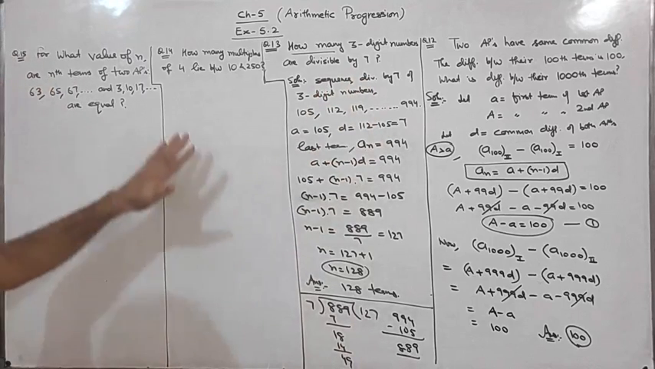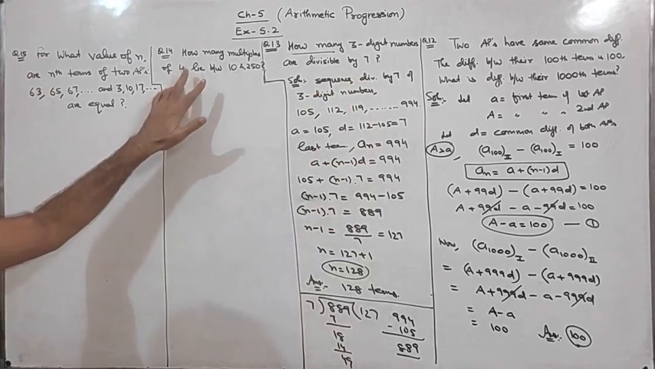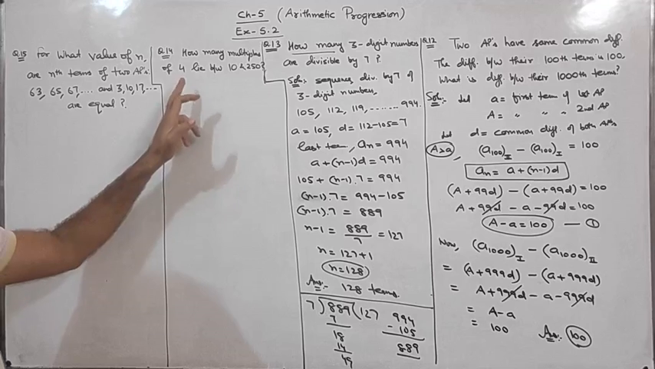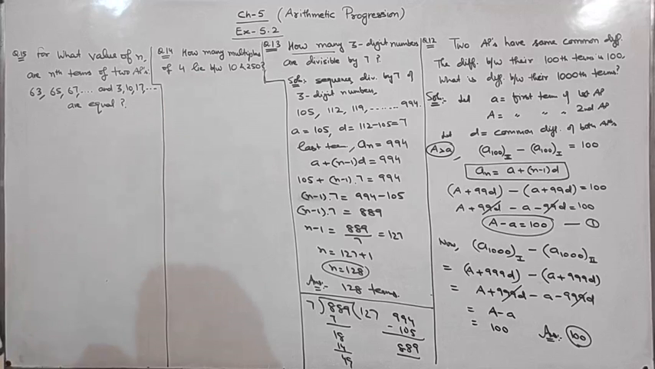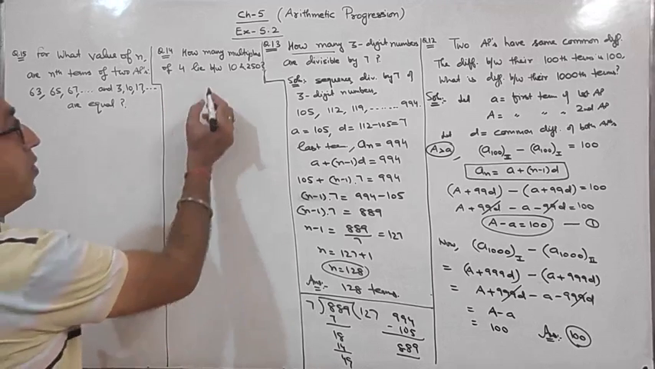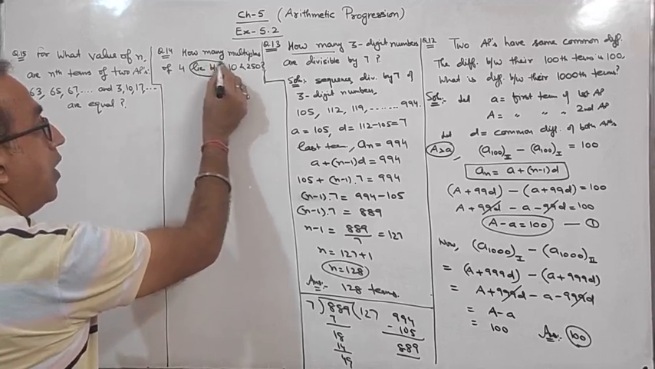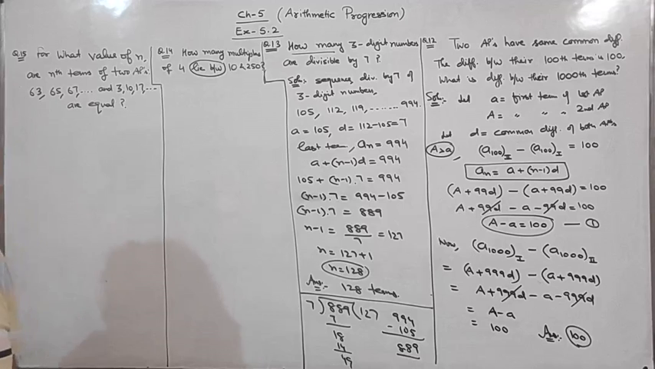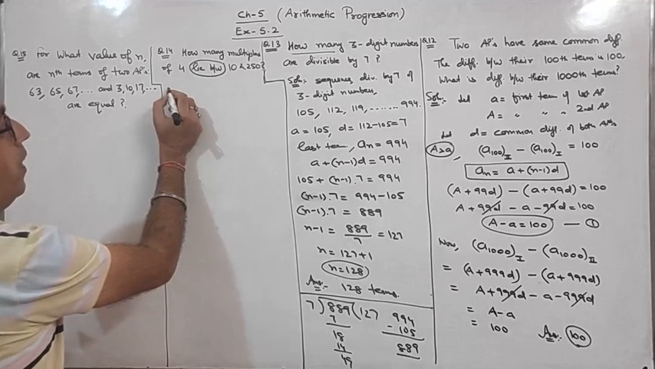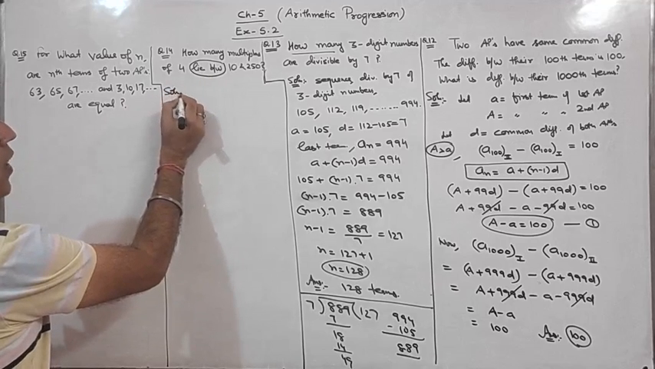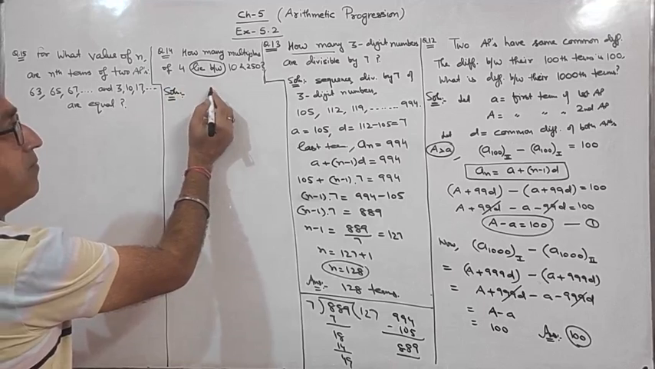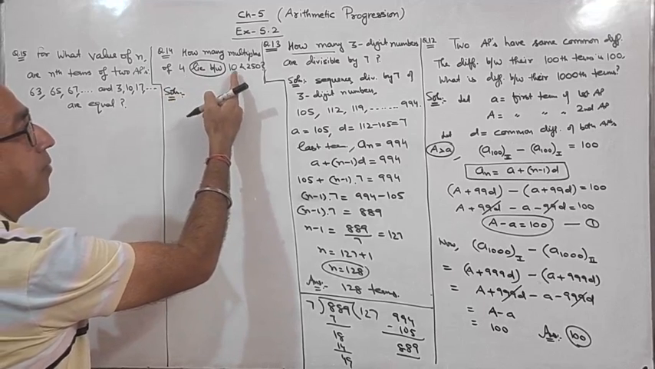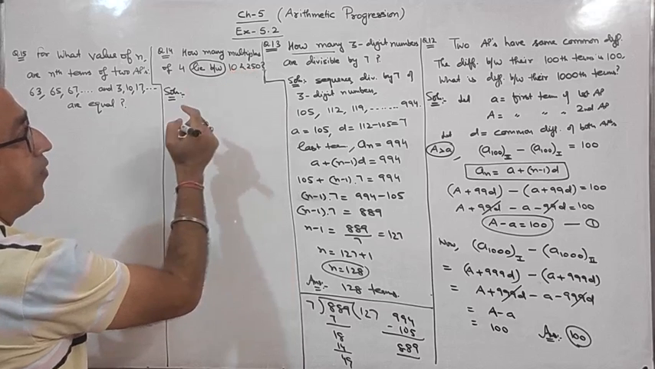Similar type of question is question number 14. How many multiples of 4 lie between 10 and 250? Must note that here is a word, lie between. So we cannot include 10 and 250. We have to see in between them. So first of all, write the sequence of numbers which are multiples of 4 between 10 and 250.